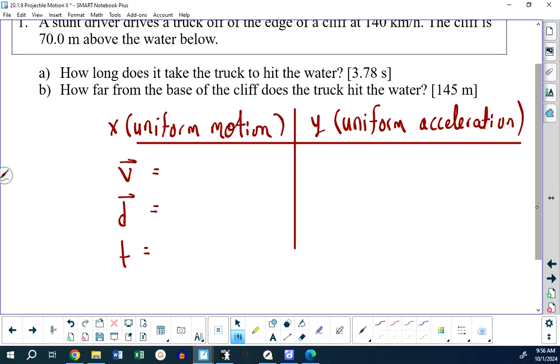And although I don't need to do this, I guess I could, I think it's redundant to say v sub x and d sub x because it's in the x column, right? We don't need to do that. Whereas over here, since it's uniform acceleration, we have things like vi, vf, we have a, we have d, and we have t. And again, very redundant and almost a pain if we had to write all of these subscripts indicating it's y. We don't need to do that.